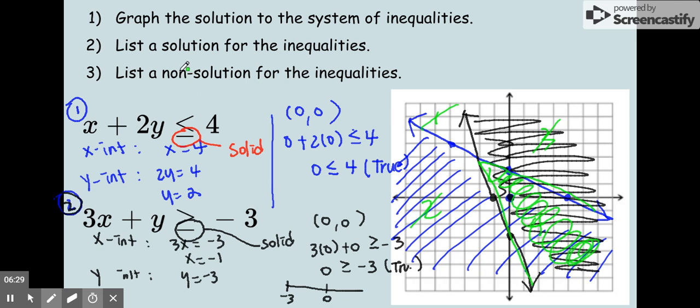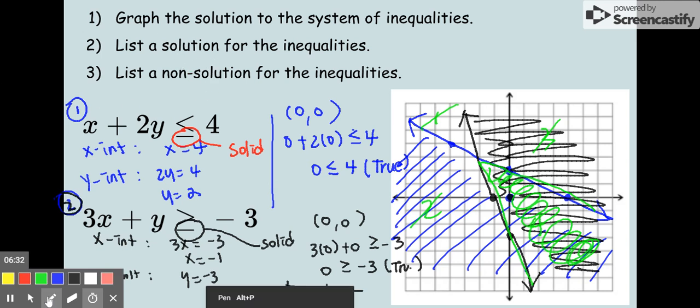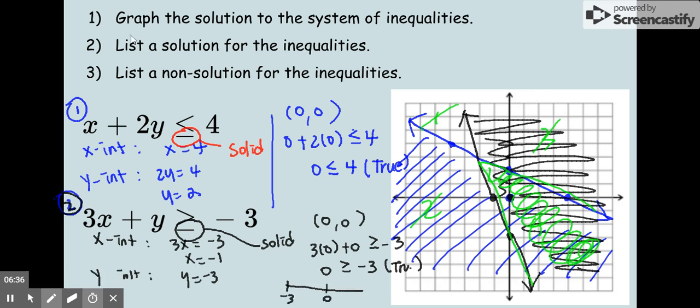So what is it? Can you list a solution? Just give me one. Any point which is located in the answer, the green area. It could be this or this, or (0, 0) is also an answer. I'm going to give you (0, 0), like (2, -1), or (4, -2). It could be many.